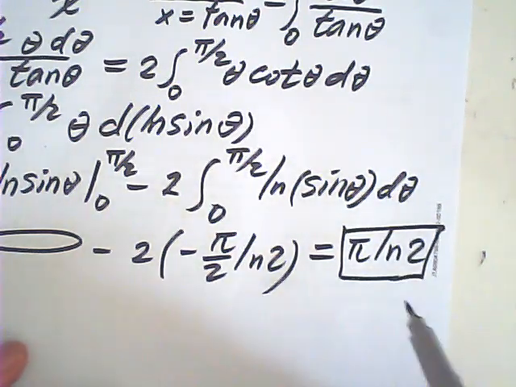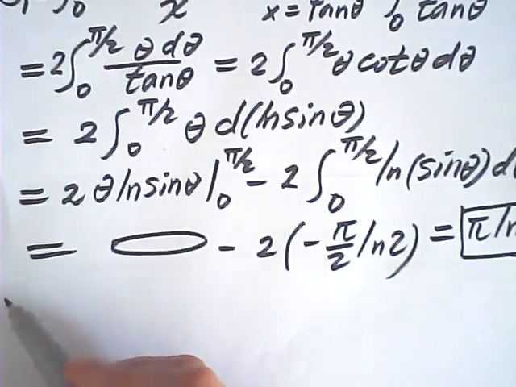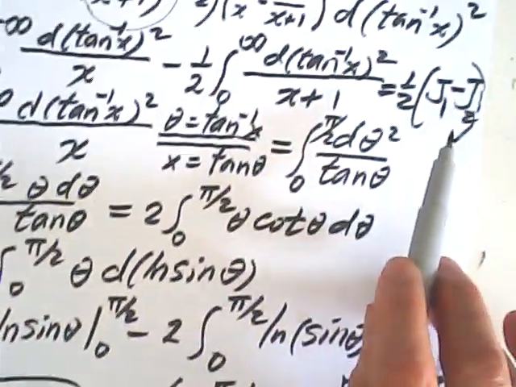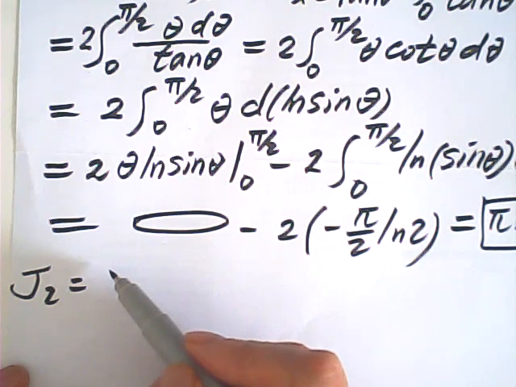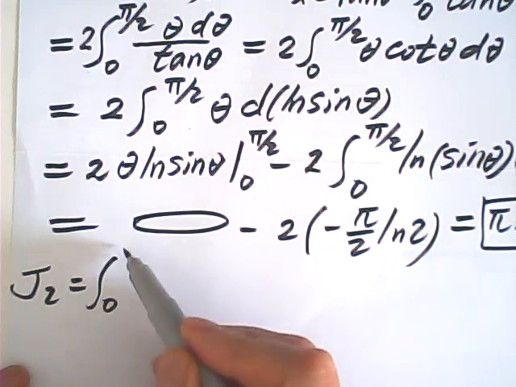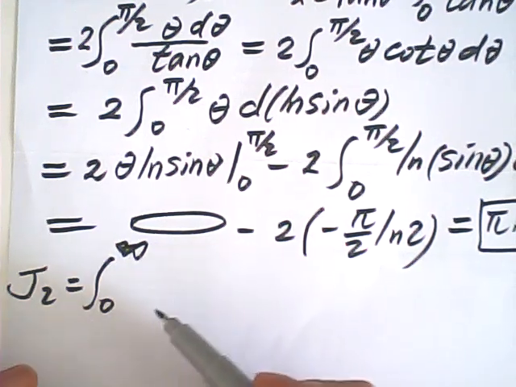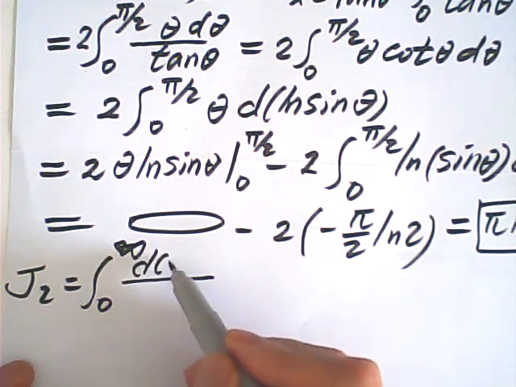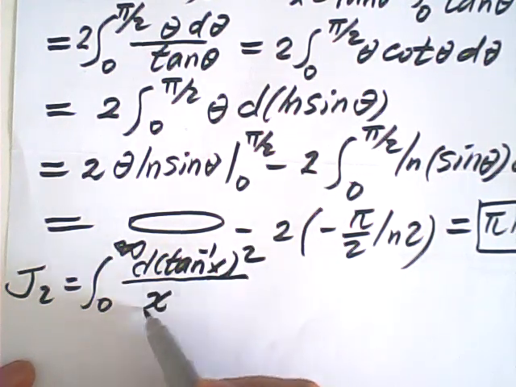This is my J1. Now J2. J2 is this. J2 is the integral from 0 to infinity of d arctangent squared x over x plus 1.